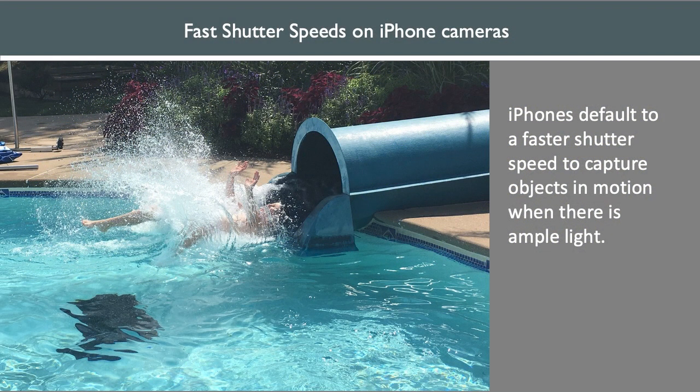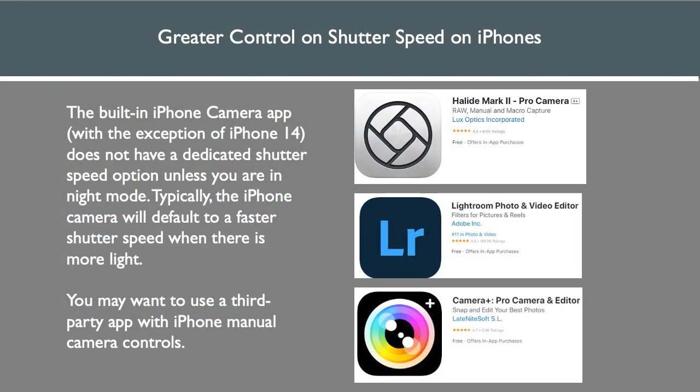iPhones default to a faster shutter speed to capture objects in motion when there's ample light. The built-in iPhone camera app does not have a shutter speed option unless you're in night mode. Typically, iPhone cameras will default to a faster shutter speed when there's more light. You will need a third-party app with iPhone manual camera controls to modify ISO and shutter speed. There are many options out there, but there are three shown on the screen, including Halide Mark II Pro Camera, Lightroom Photo and Video Editor, and Camera Plus Pro Camera and Editor.